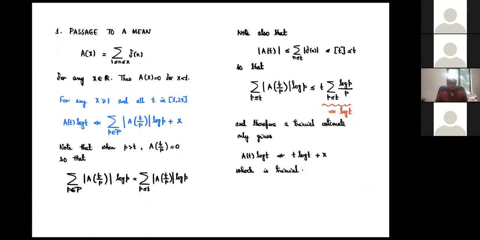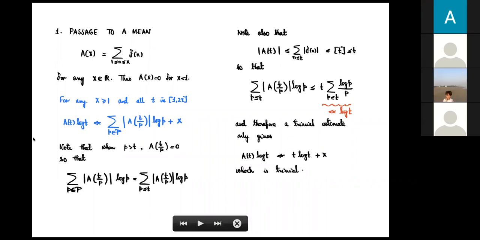So for any X greater than or equal to 1 and all T in 1 to 2X, yesterday we showed that A(T) log T is less than or equal to the sum over all primes of A(T/P) log P plus X. So it's not less than or equal to. Please note that this is a standard notation in analytic number theory. It is to be read as less than if you wish. So there are two less than signs.